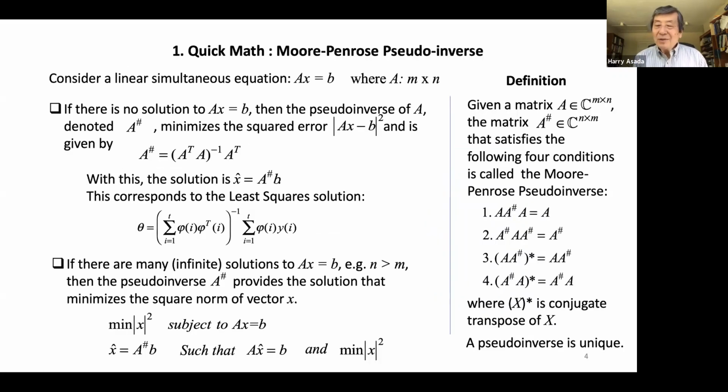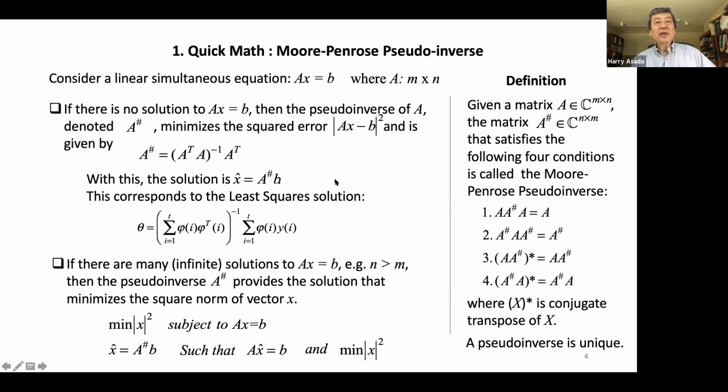I don't know how many of you have actually studied the Moore-Penrose pseudo inverse, but this is the kind of tool people use quite often in this field: controls, signal processing, and statistics, and so it is worth studying this. So this is my quick just-in-time math.